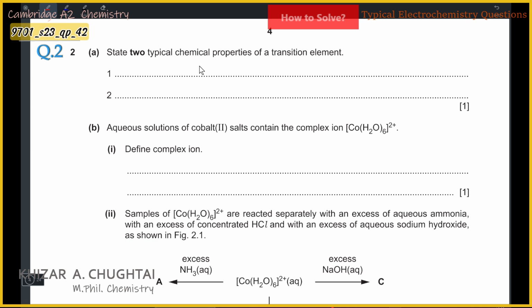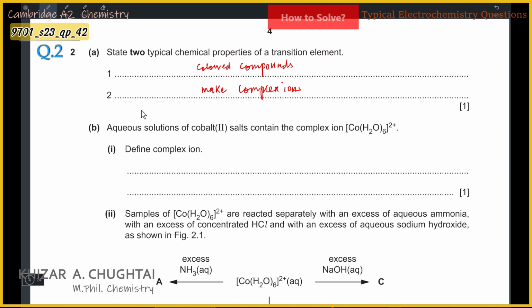Number 1, they make colored compounds. Number 2, the second property is they make complexes, or complex ions.